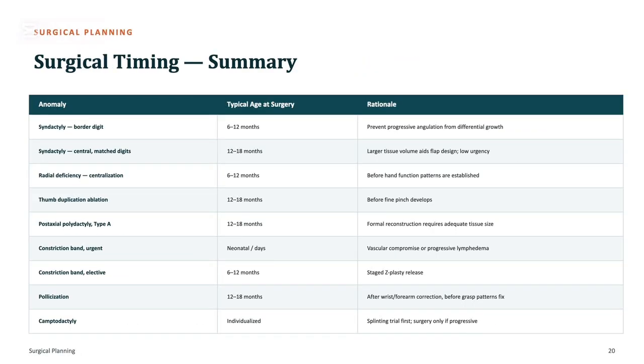The timing is important, as we talked before. Some may be managed in the neonatal days, such as constriction bands with vascular compromise or even with severe edema. Okay. The other thing is later on, after 6 to 12 months, for differential growth as in syndactyly or in radial deficiency, radial club hand. Later on, after that, the other congenital anomalies.